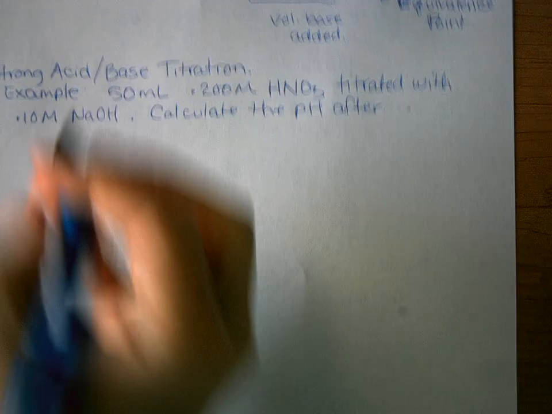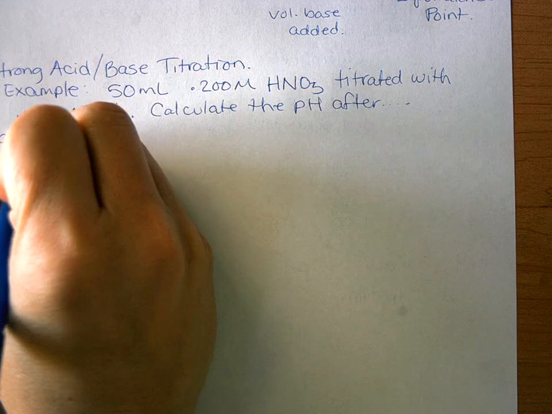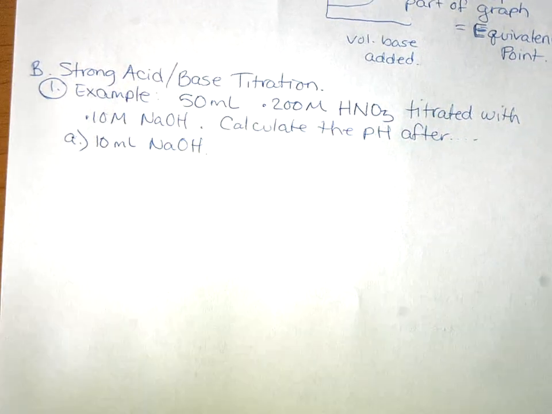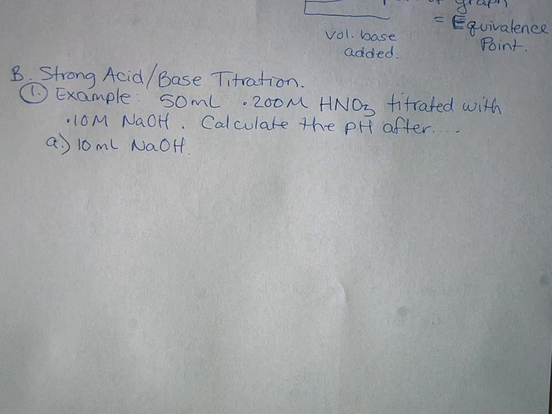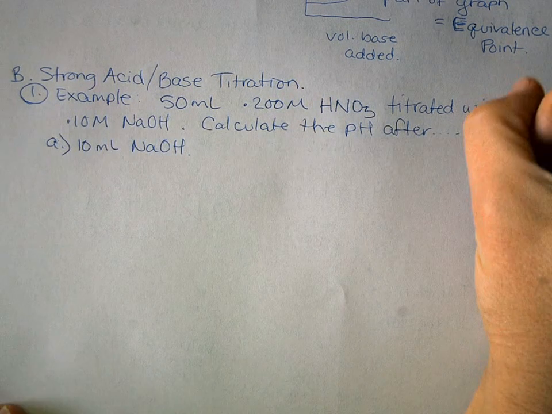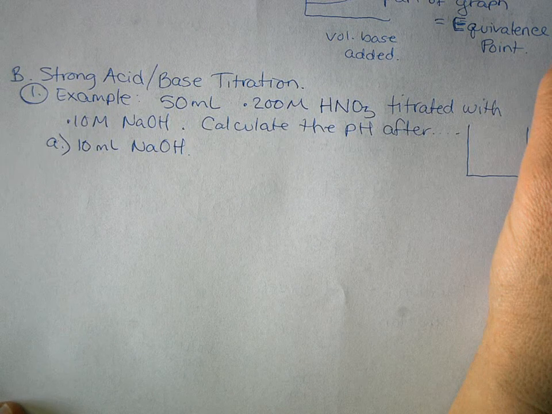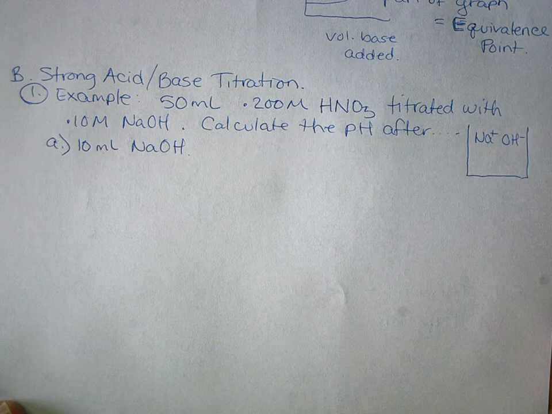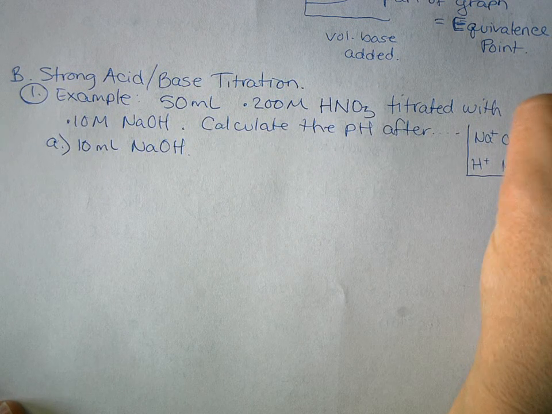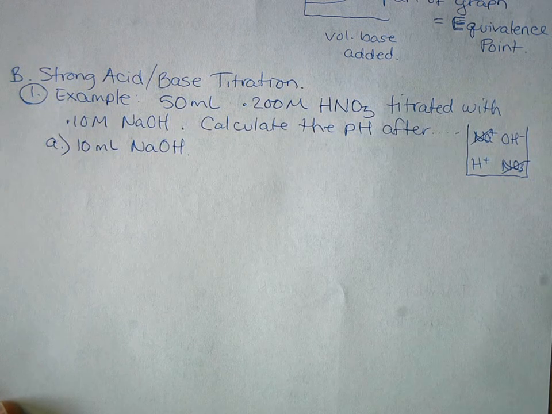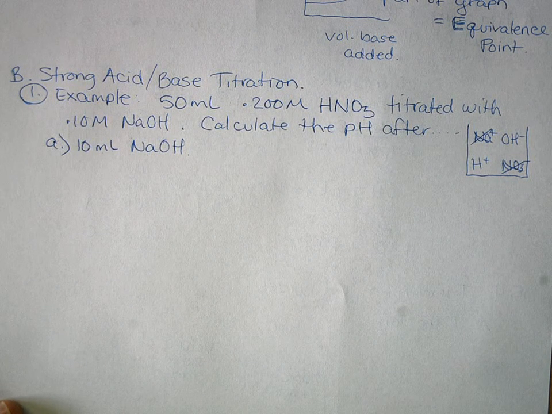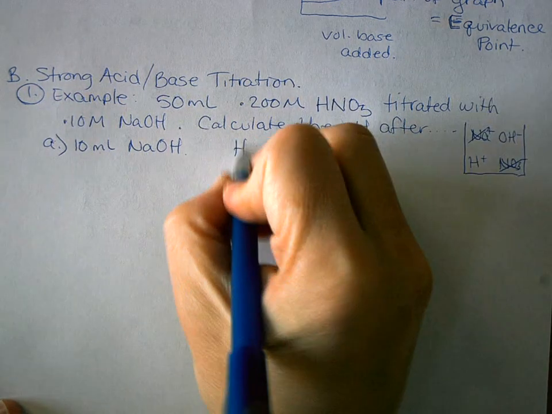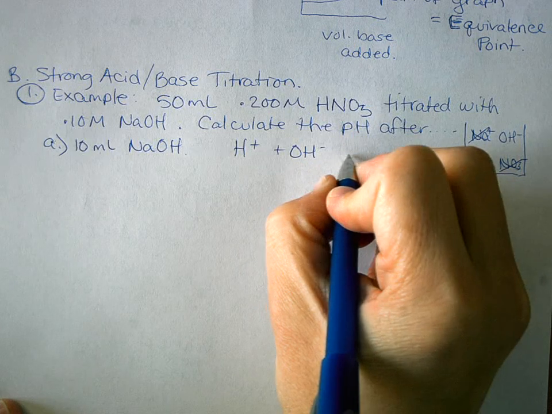So if I add 10 milliliters of sodium hydroxide. Okay, first of all, you should think about what you have going on in the beaker, right? I've got sodium hydroxide that I'm adding, so that separates because it's strong. I've got nitric acid, which separates. Sodium and nitrate don't matter. My reaction when I am titrating strong acids and bases, when I'm mixing strong acids and bases together, is H plus OH minus, and that gives me H2O.